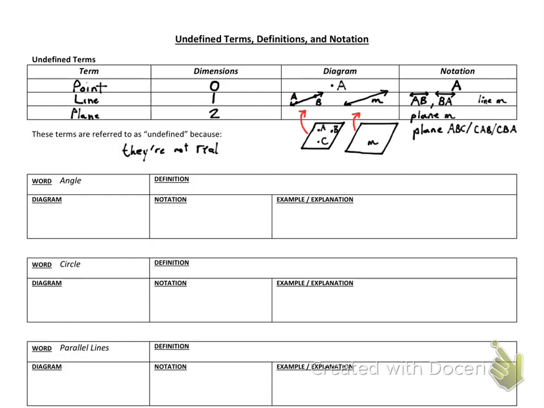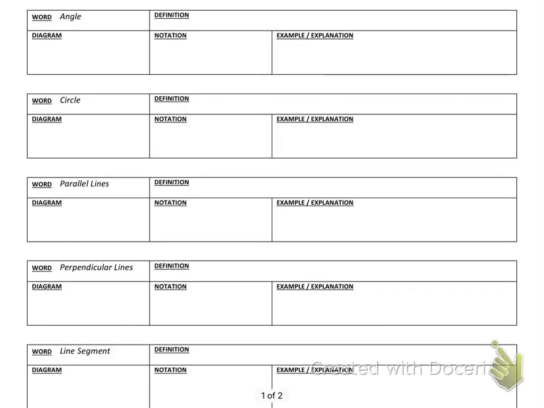So, with that understanding, what I want you guys to do is look at the next 5 terms. We've got angle, circle, parallel lines, perpendicular lines, and line segments. I want you guys in your groups to talk with each other and figure out what the definition of these terms are. Now, I don't want you to write on this page. I'm going to say this very clearly. I want to make sure you guys hear it.